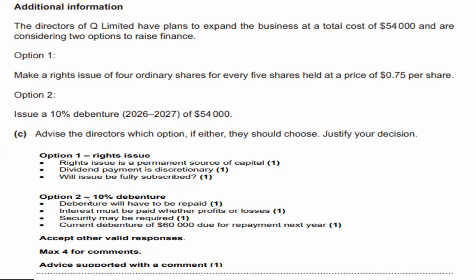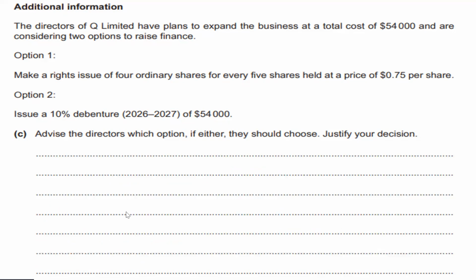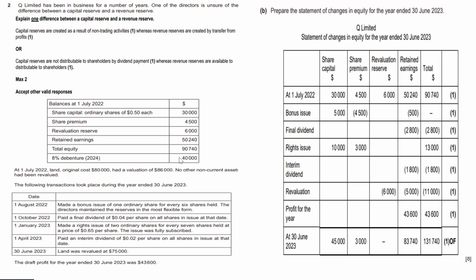Option two is 10% debentures. If you issue debentures, what is the advantage, disadvantage? They have to be repaid, so that will be a disadvantage. Interest will have to be paid whether there is profit or loss. You will require security, and you also have current debentures of 40,000, which have to be repaid in 2024.